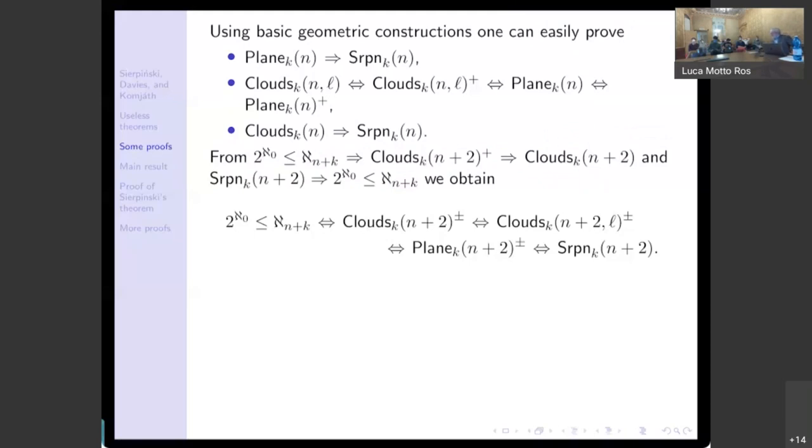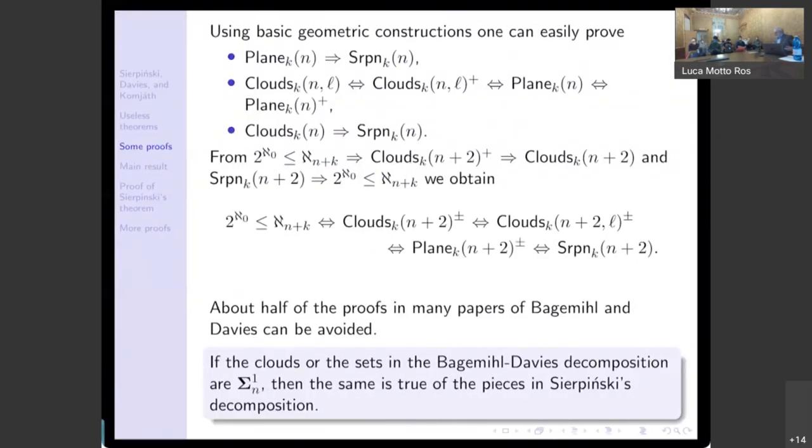So it's all this, you know. About half of the proofs in most of the papers of Bagemihl, Davies, and even Komjáth and Törnquist, well, maybe not half, but in some cases the whole paper, in some other cases maybe a third of the proofs, can be applied. In particular, if the sets in the Bagemihl-Davies decomposition are Sigma^1_n, then the same is true for the pieces of the Sierpiński decomposition.